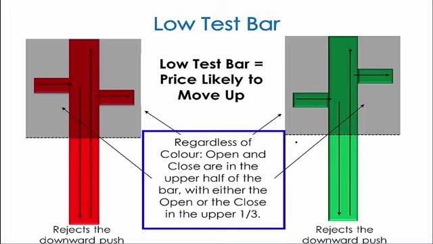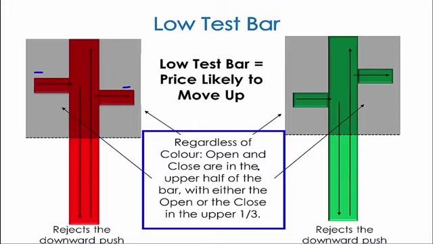So, regardless of colour, that's the first thing. Open and close, that's the little knob on the left, the open, and the close, need to be in the upper half of the bar. Quite conveniently, we've got the upper half shaded in so we can see, and it's pretty obvious on both the red and the green low test bars, open and close are in the upper half of the bar. Great, happy with that to begin with.